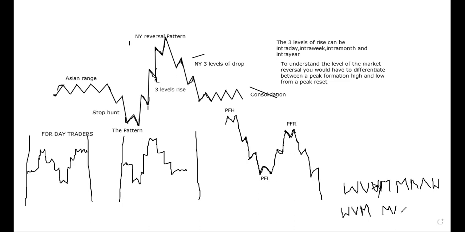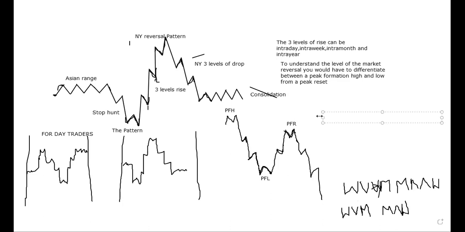But if you have something like M, inverse V, then a W, you should know that it's a reversal. So you want to identify between a peak formation low and a peak formation high. So how do you identify a peak formation low? Let me say that so that we can then look at an example from the chart.